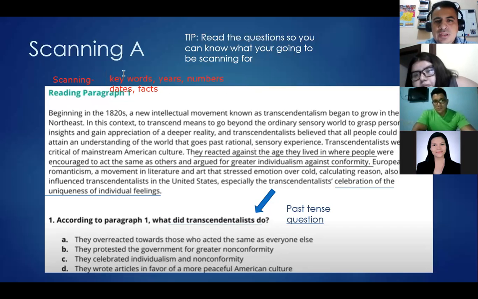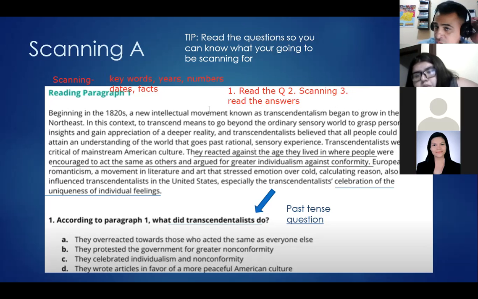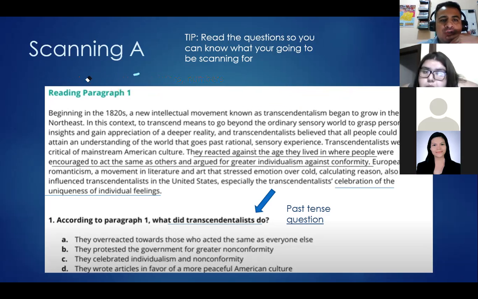I also told you that you should work first, number one, you should read the question, right? Read the question first, number two, scan, right? Usen esta herramienta, scanning. And then number three, read the answers. Okay, so you can work in this order. All right, very good.